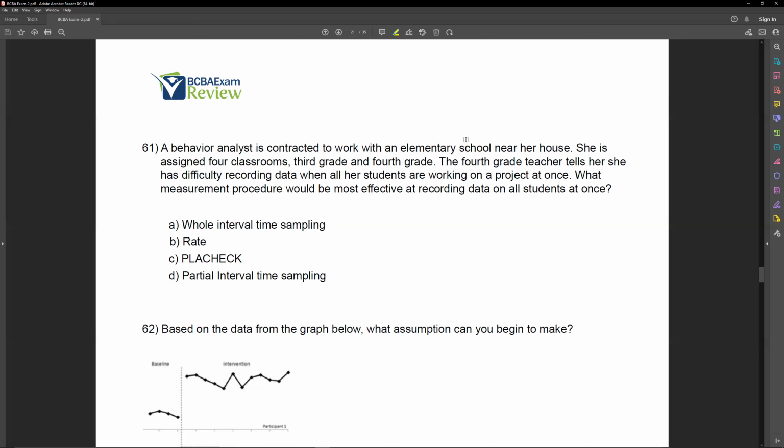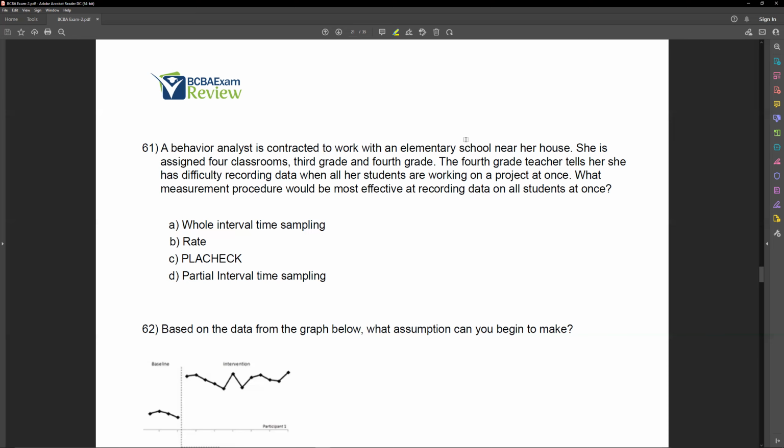So 61, a behavior analyst is contracted to work with an elementary school near her house. She is assigned 4 classrooms, 3rd grade and 4th grade. The 4th grade teacher tells her she has difficulty recording data when all her students are working on a project at once. What measurement procedure will be most effective at recording data on all students at once?